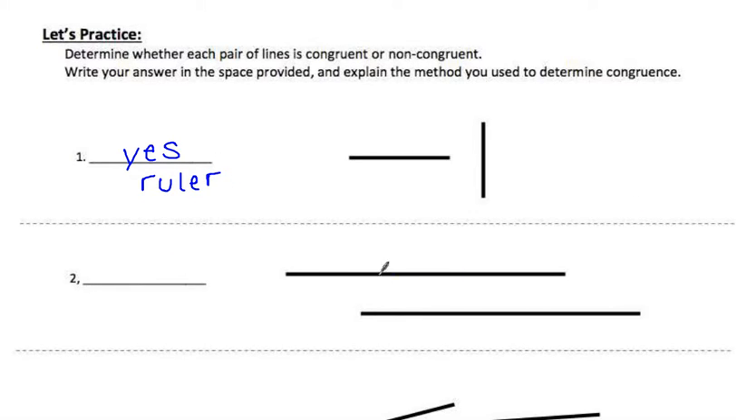The next two, you could do the same thing with your pencil. Lay your pencil against this line, lay your pencil against the second line. Yes, they are congruent because they're the same size and shape, and you would use a ruler to determine if they're congruent.